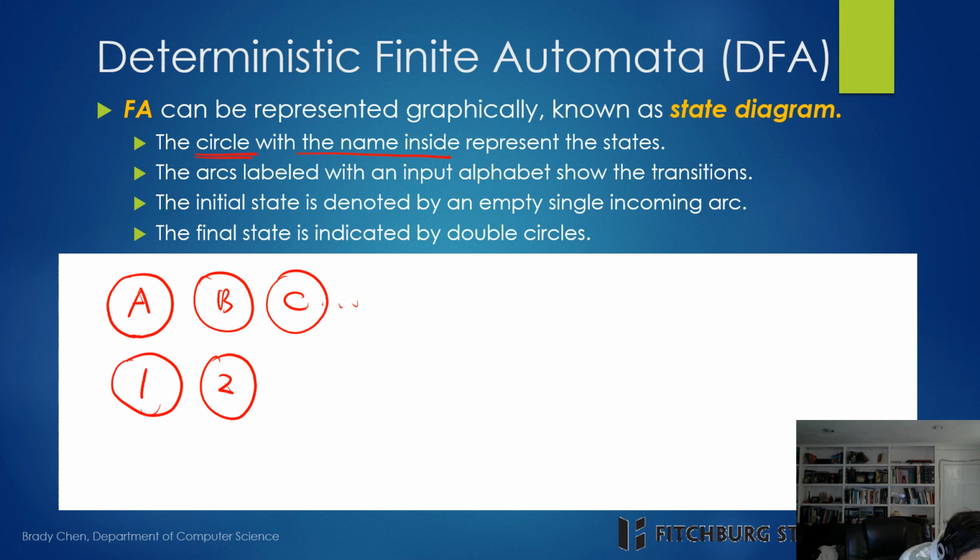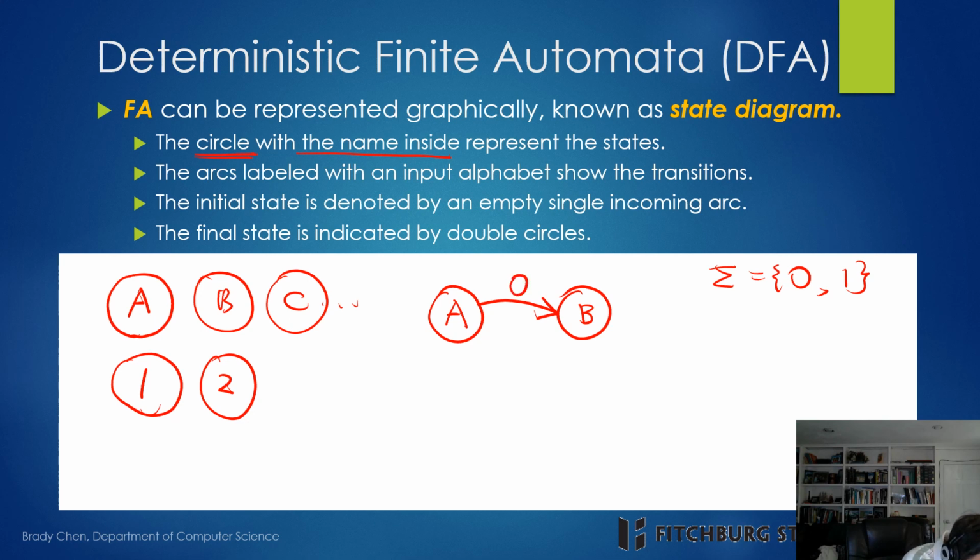So if we define, say, here's the state A, and here's the state B. Okay, two states. And then that's the arc labeled with input alphabet. Supposedly, the alphabet we use is 0 and 1. If we define the set of symbols, which is 0 and 1, then there is an arc labeled with 0 and an arc labeled with 1.